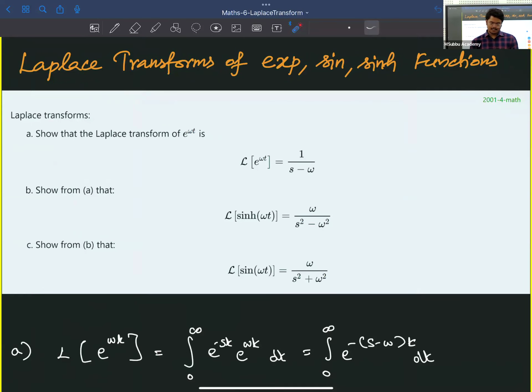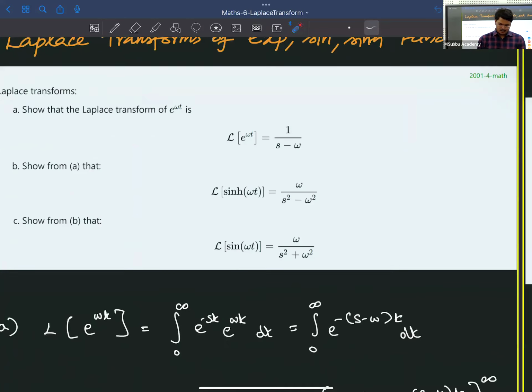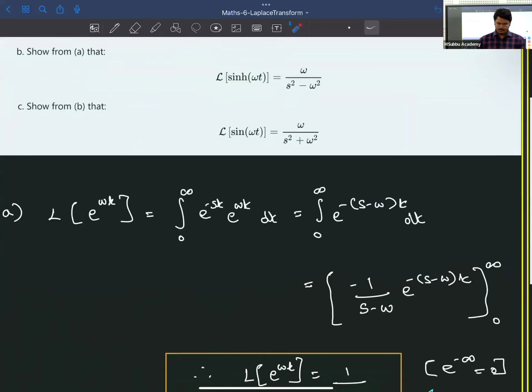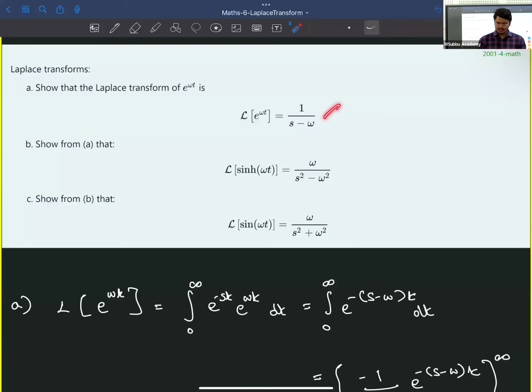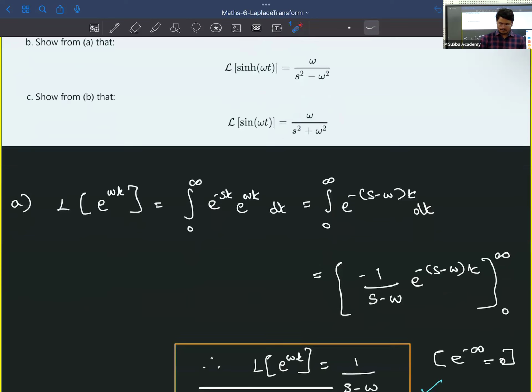So the Laplace transform of exponential. What they are asking is, from this you have to first prove this. So from this you have to find this and this. Okay. So from this, what is the thing? The Laplace transform of e power omega t. Generally the Laplace transform of e power omega t is written, in terms of integration, 0 to infinity e power minus st into e power omega t dt.